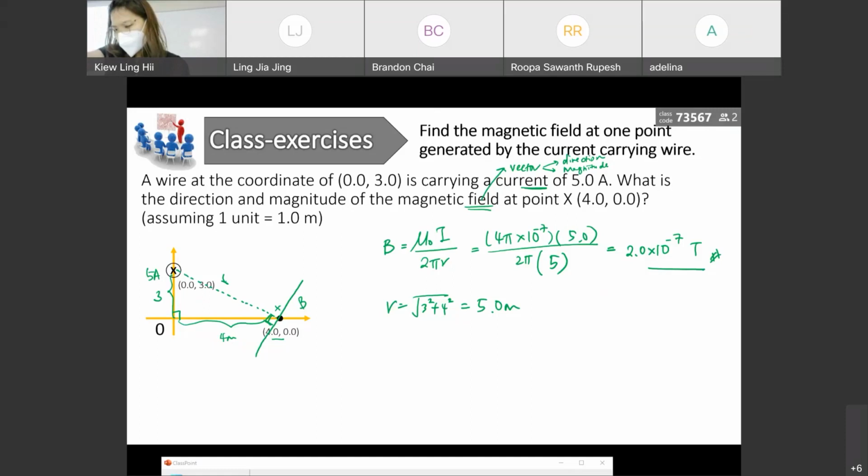So when it passes through, can you see the screen? Can you see the screen? Cannot, huh? Can on Webex? Cannot. Oh, too bright, huh? How is that? Okay.